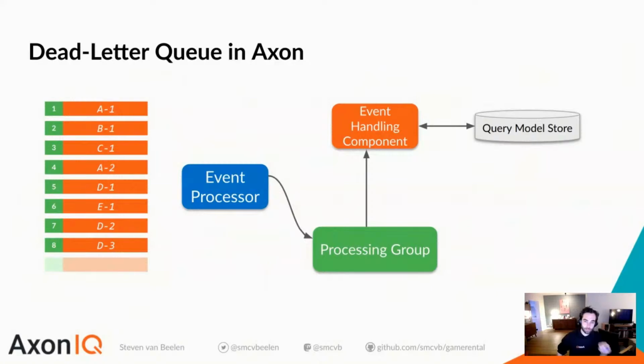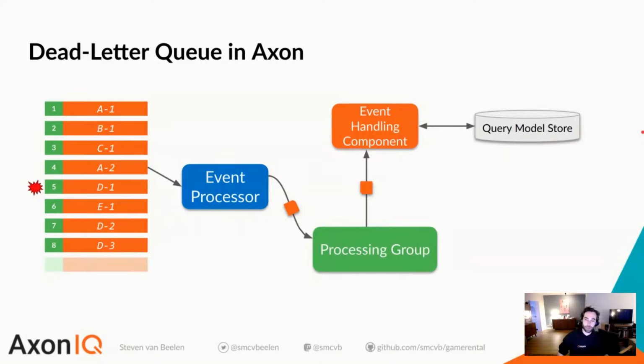If we're handling an event, the process is that the event processor receives that event, gives it to the processing group, which then gives it to the event handling component. Your event handling component is likely doing something like updating a query model, or you're notifying something. But nine out of ten times, you're dealing with storing your model into a store.